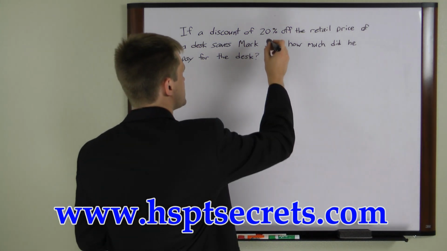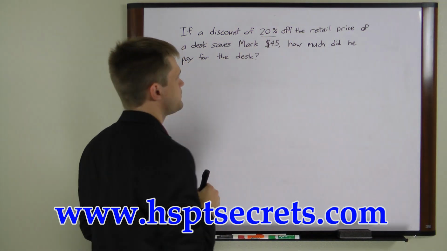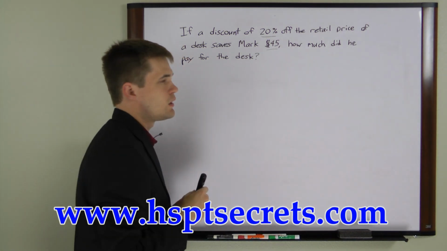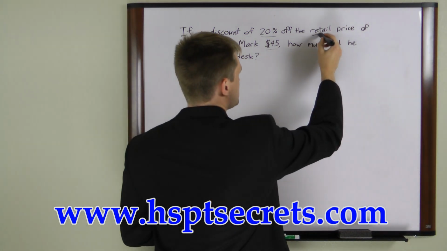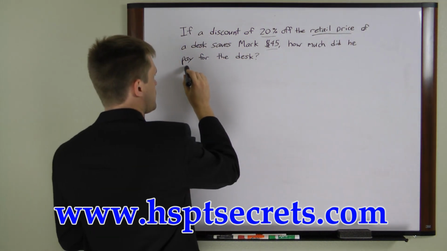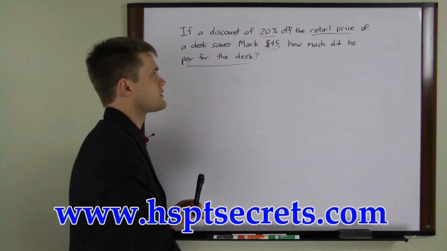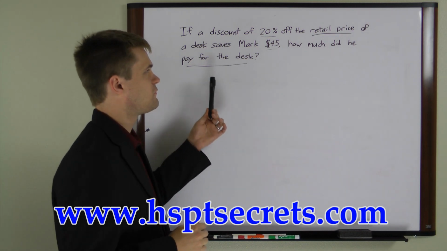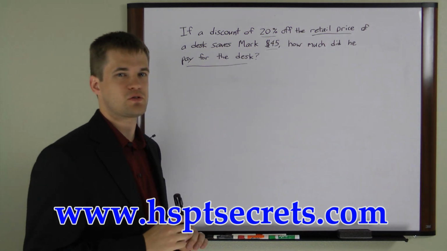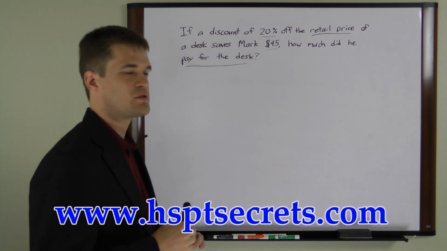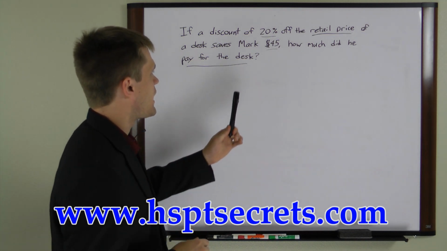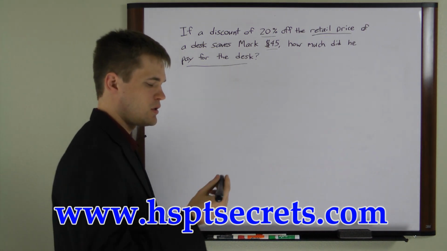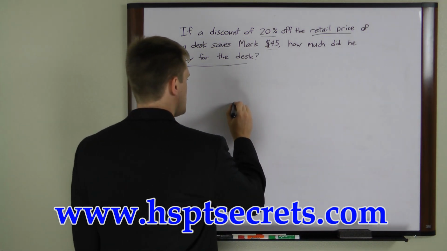It tells us that the discount percentage is 20% and the discount amount was $45. It also mentions the retail price and the sale price, or the price that was paid for the desk. Now, we can't find the sale price directly, but we can find it after finding the retail price. So let's write an equation for the retail price. We're told that 20% off the retail price is the same as $45. So let's write that as the equation.